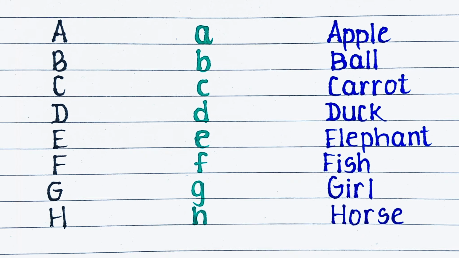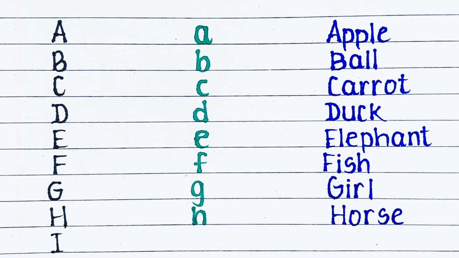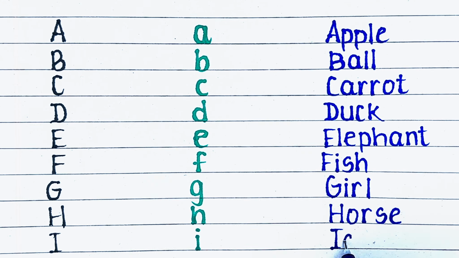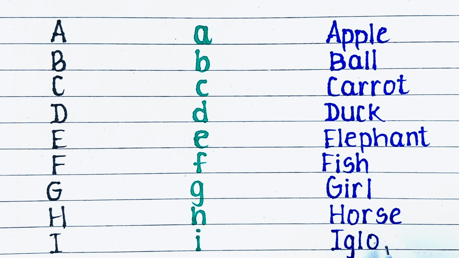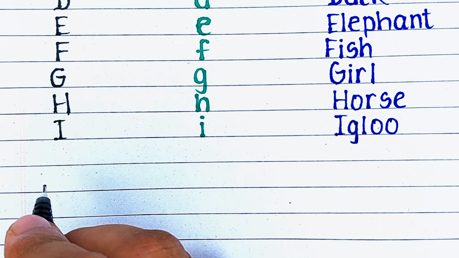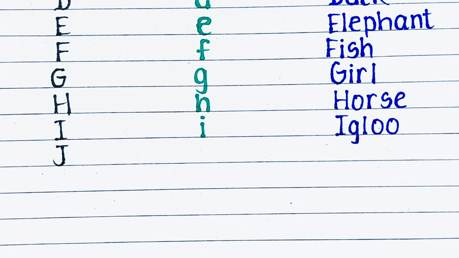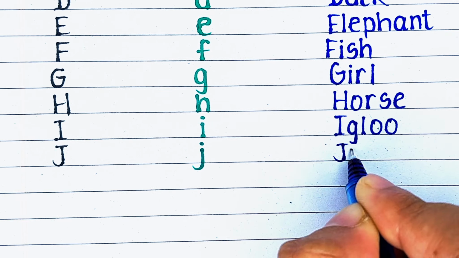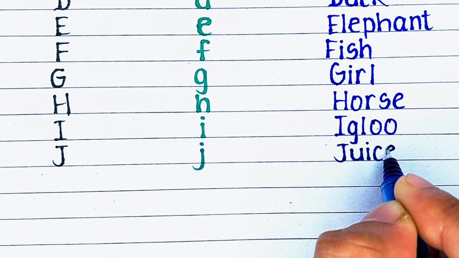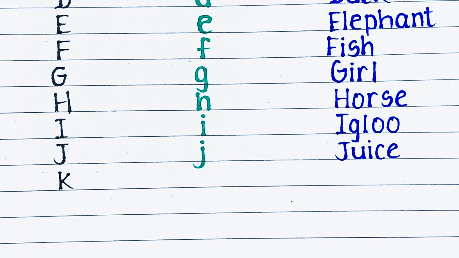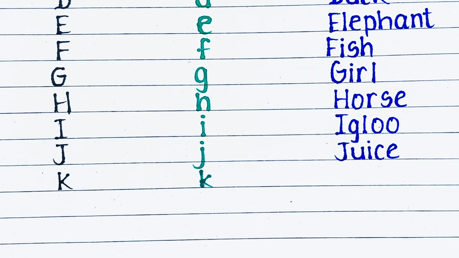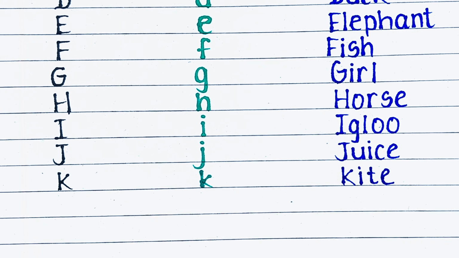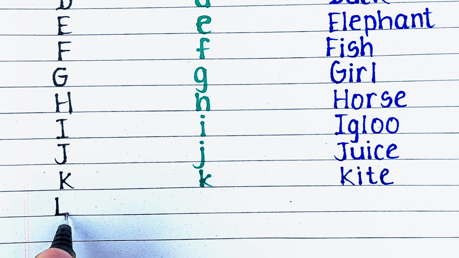horse. Next is alphabet I, capital I, small i, and the word is igloo. Next is capital J, small j, and the word is juice. Next alphabet is K, capital K, small k, and the word is kite.